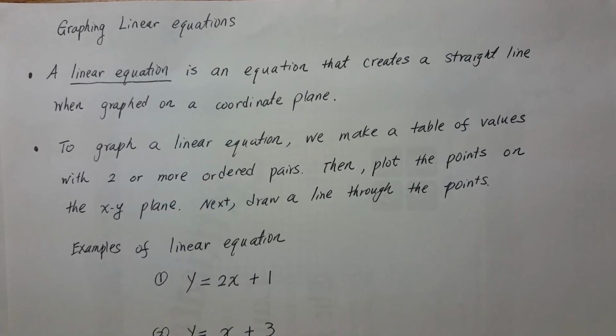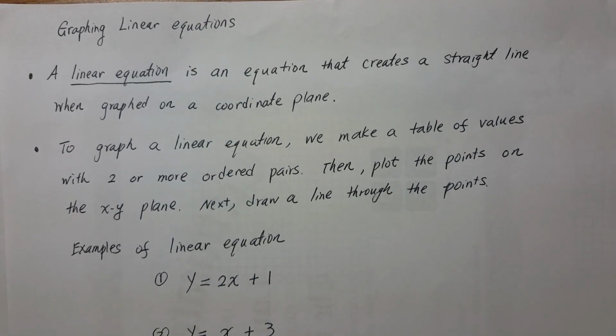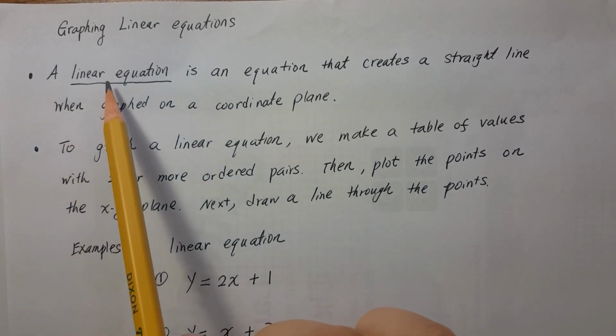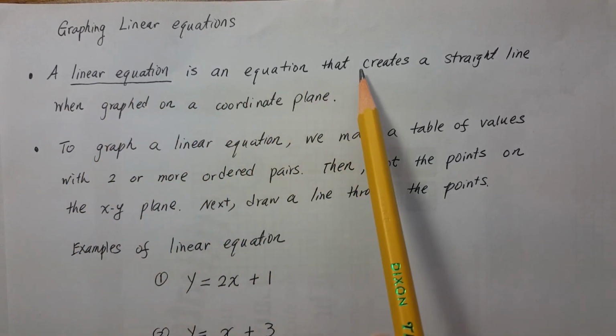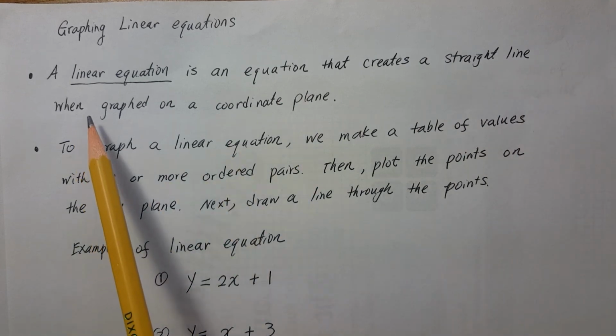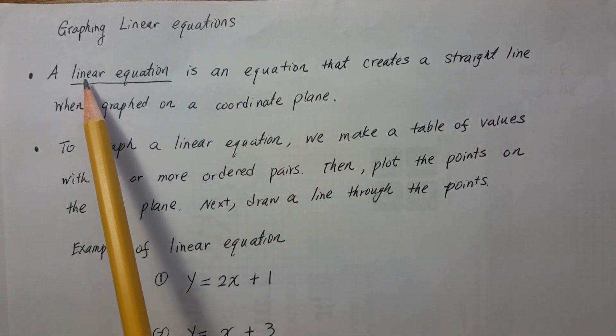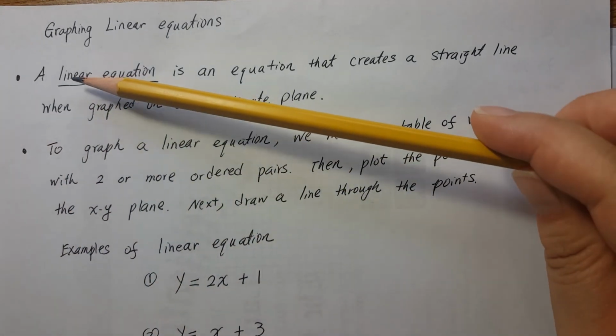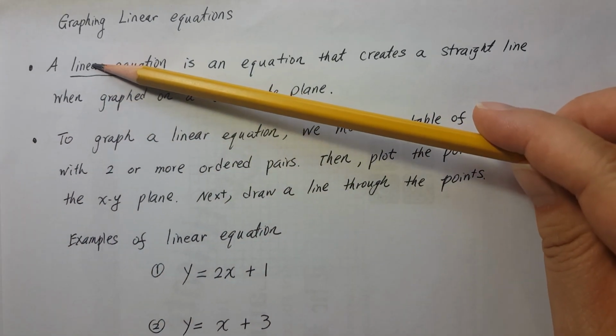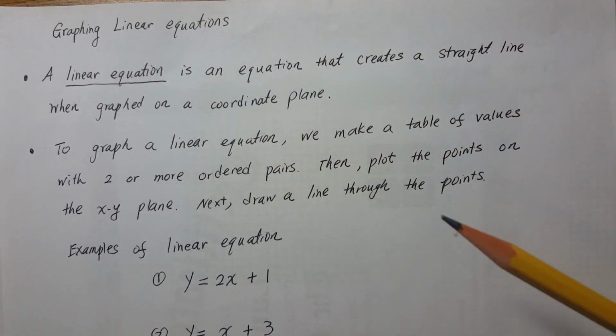Hi, today we are going to do the lesson graphing linear equations. A linear equation is an equation that creates a straight line when graphed on a coordinate plane. The word linear comes from the word line. If you block the last two letters, you see the word line. That's why we call it a linear equation.